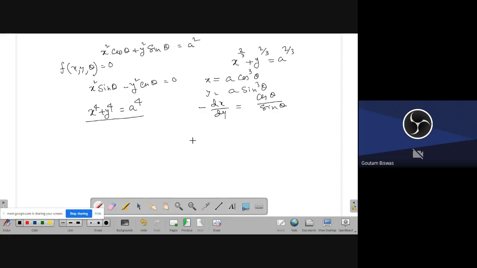No need to find out this dy/dx. They have done another one. Differentiate this equation. So, what is the use of doing it? Okay, leave it. No need.